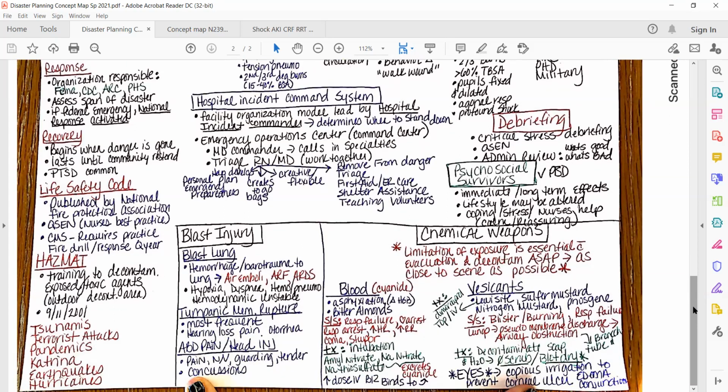How do we know how the toxic agent is absorbed? Do we have an outdoor decontamination area? And then here's just some things that we've had historically, like tsunamis, terrorist attacks, pandemics, Hurricane Katrina, earthquakes. All of those things have been some things that we've had to have a national response to.